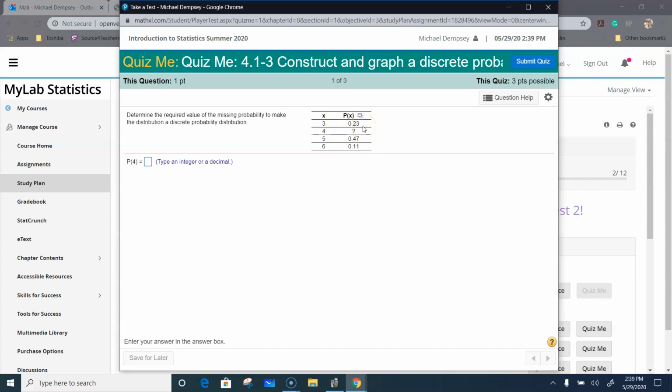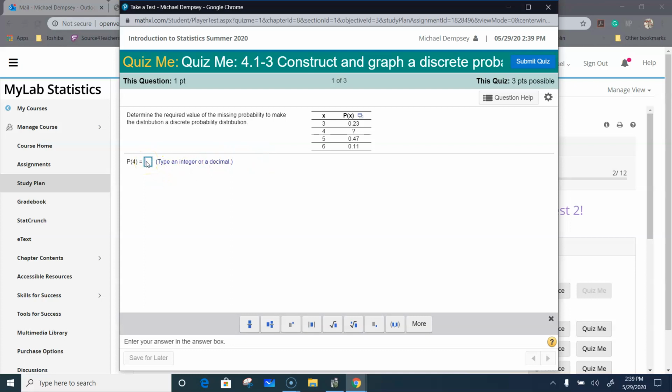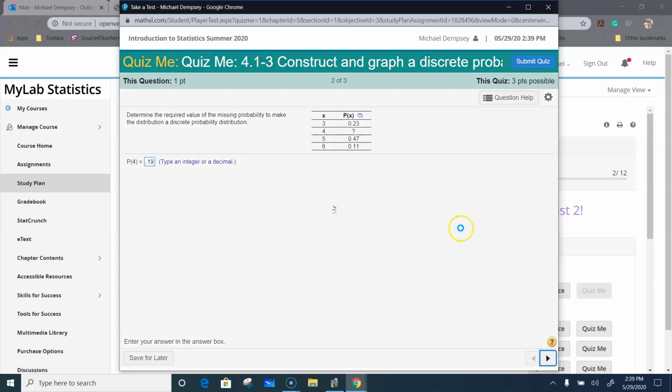So I can do this out loud, or you use a calculator, but I would add all 3 of these together and subtract from 1. The 0.23 and the 0.47, I can see that that's going to be 0.7 when I add that together. So plus 0.11 would be 0.81. So the probability of 4 has to be 1 minus 0.81, which would be 0.19. And we go on to the next question.